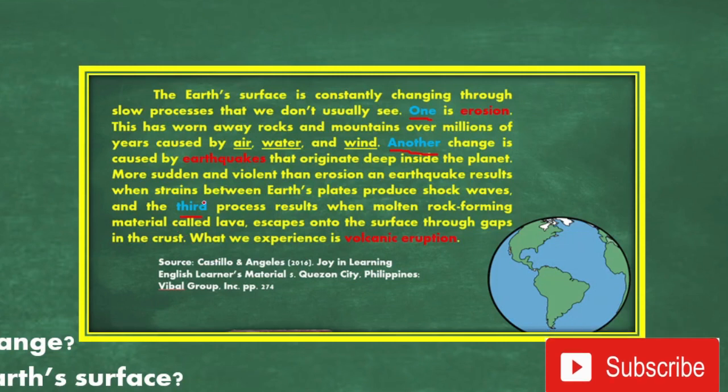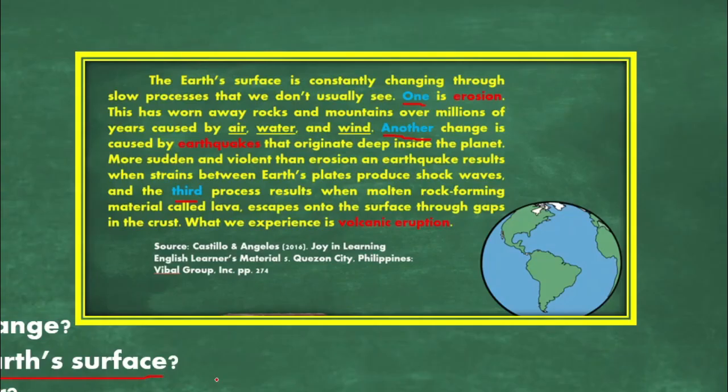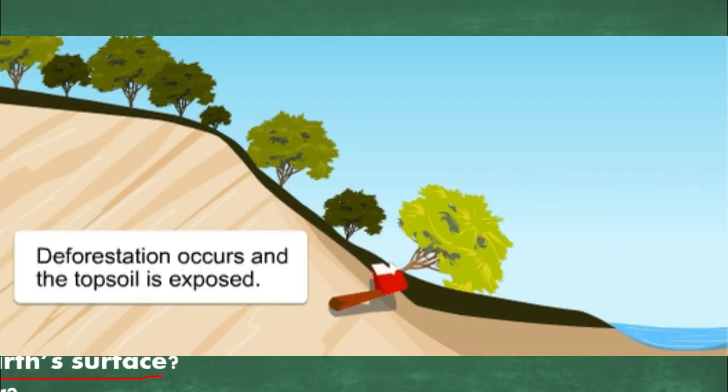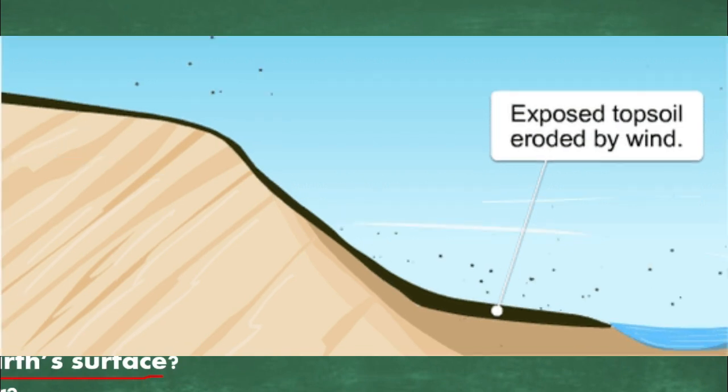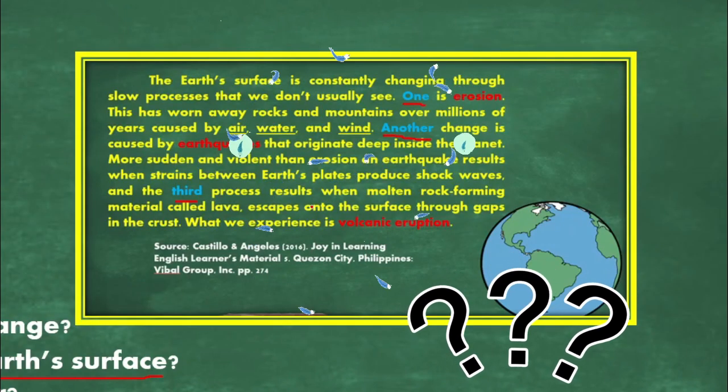Now, number 2 question. How does erosion affect the Earth's surface? Let's read. Erosion has worn away rocks and mountains over millions of years, caused by air, water, and wind. It means that erosion is causing the deformation of these mountains and rocks through air, water, and wind. The activities that are created by air, by water, and by wind.